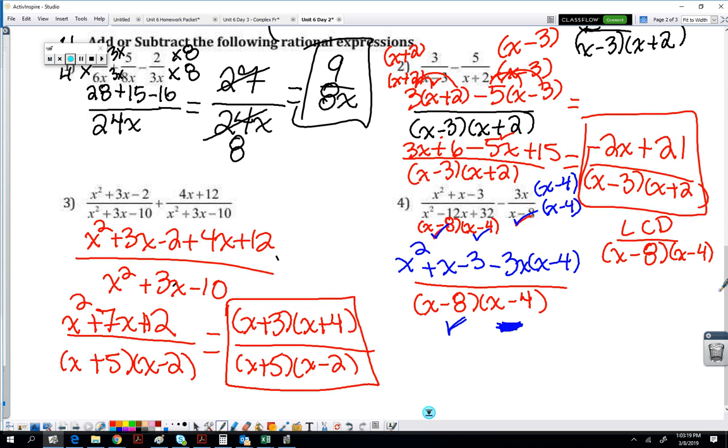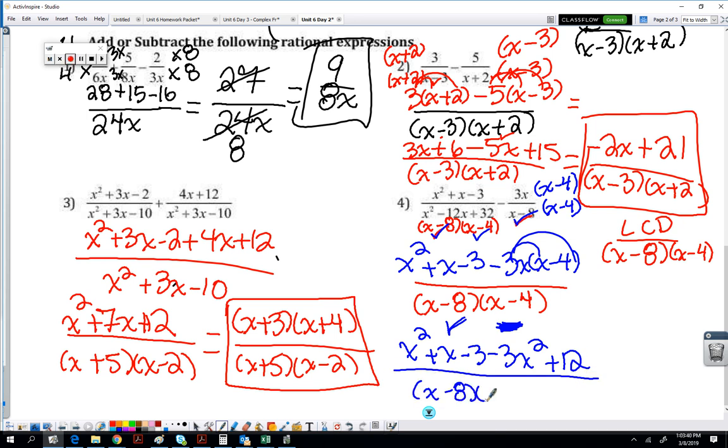Alrighty, so now what we've got to do is distribute, and then combine like terms. So distribute: I get x squared plus x minus 3x minus 3, minus 3x squared, and then positive 12, all over my LCD. And now you're going to combine your like terms to make it one pretty fraction. So it's negative 2x squared plus 13x minus 3, all over my LCD.